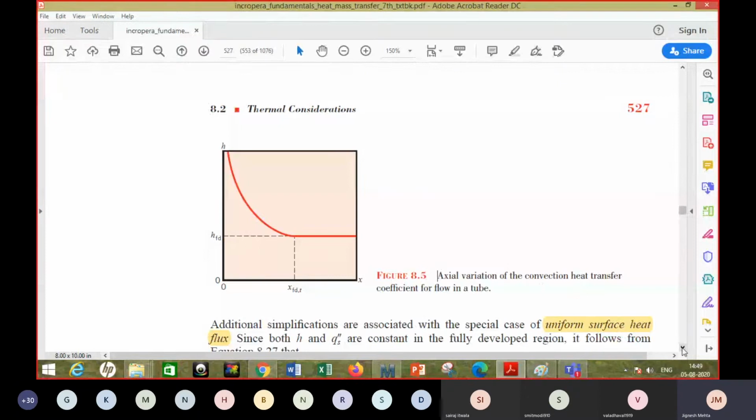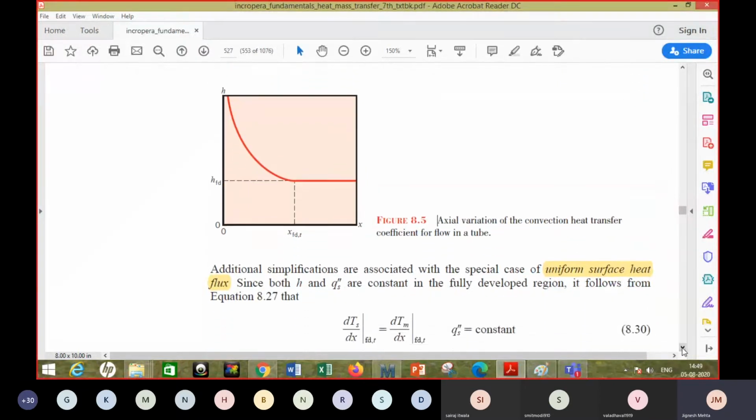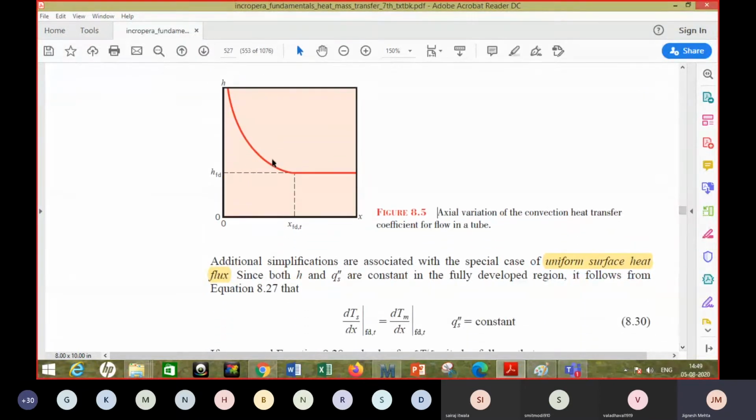So that may be shown graphically like this. When the flow becomes thermally fully developed, h becomes constant, right? So it becomes a single number. You don't even need a correlation. But mind well, this is only for laminar fully developed flow.